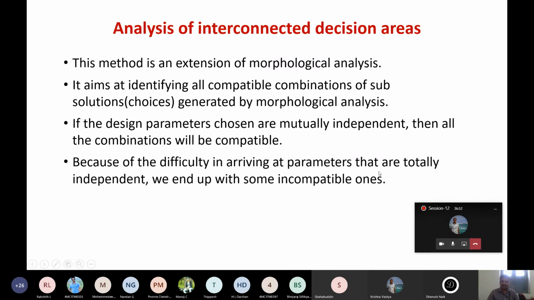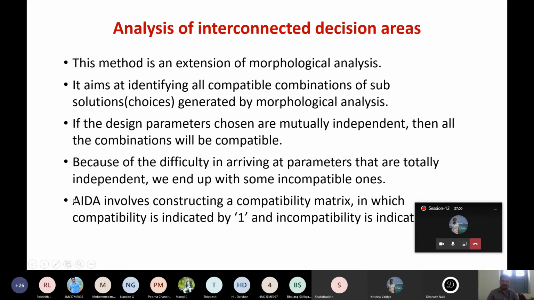Difficulty in arriving at parameters that are totally independent, we end up with some incompatible ones. AIDA, that means analysis of interconnected decision areas, involves constructing a compatibility matrix in which compatibility is indicated by 1 and incompatibility is indicated by 0. So that we'll see in the matrix, compatibility matrix. Compatibility, that means feasible combination, is denoted by 1. Not feasible combinations are denoted by 0.